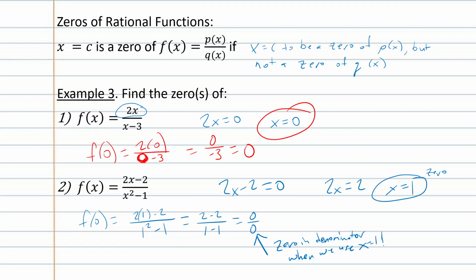We have a 0 in the denominator when we use x equals 1. That's bad. That means that x equals 1 cannot be a 0 of this function, because x can't equal 1 in this function. Technically here we would have an asymptote. So we have no real zeros in this function.